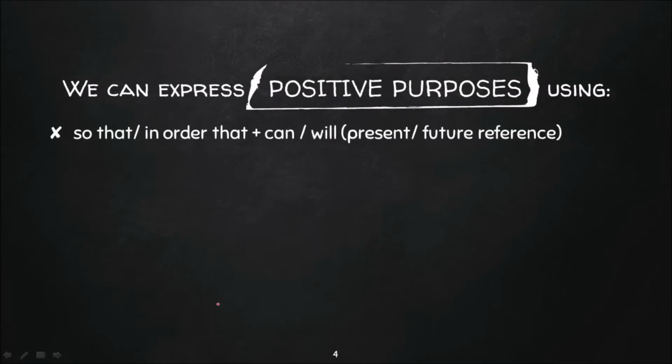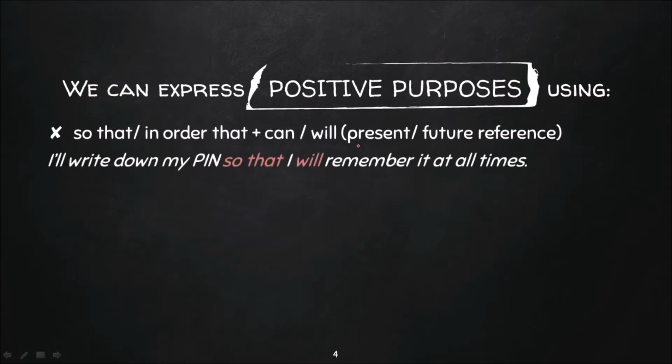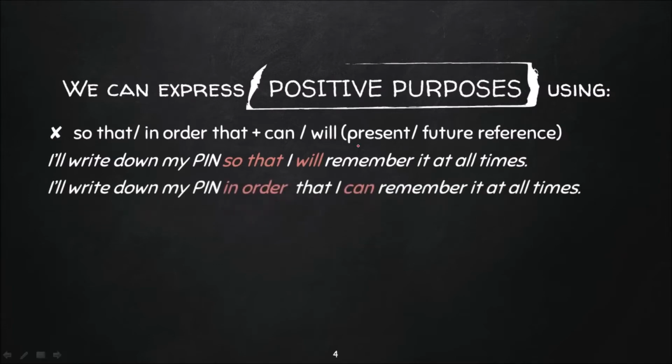We have so that or in order that plus the modal verb can or will, which refer to the present or future. I'll write down my pen so that I will remember it at all times. I'll write down my pen in order that I can remember it at all times.